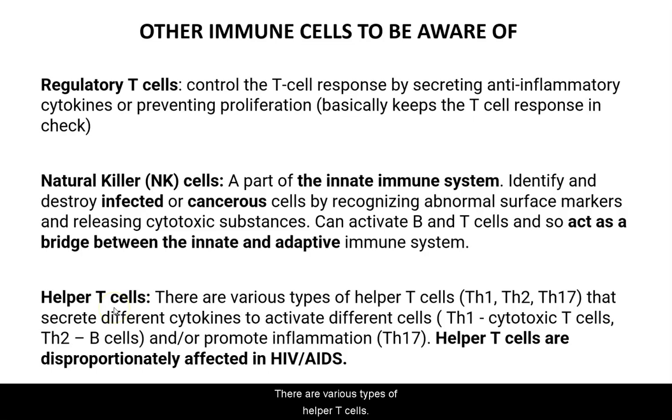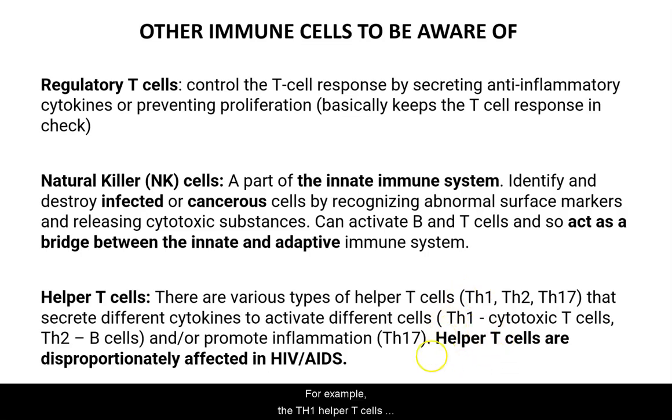There are various types of helper T cells. There's the Th1 helper T cell, the Th2 helper T cell, and the Th17 helper T cell, among others. But these are kind of the three primary ones you may hear mentioned. And they're going to secrete slightly different cytokines to activate different cells.